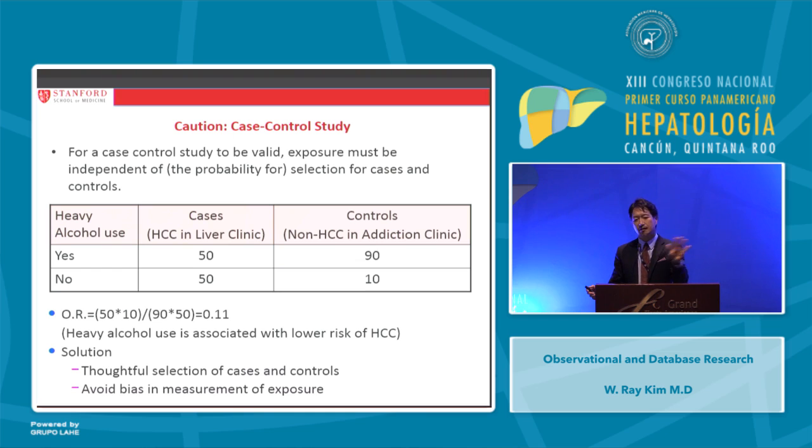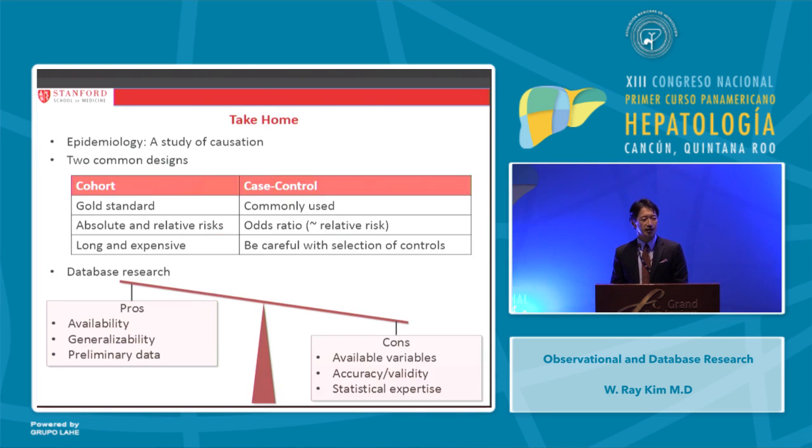I don't know if you're following this, but the point is cases and controls need to come from a population that you would have conducted the cohort study in. So be very careful when you do a case control study to get the right answer.